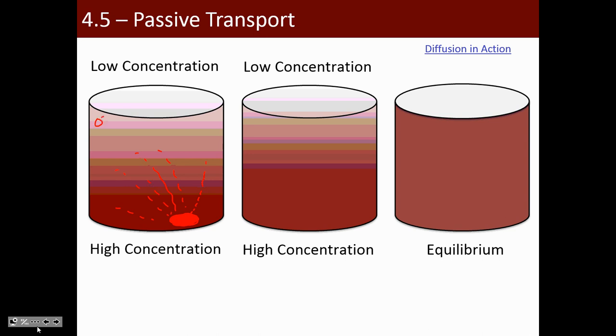where there's 0% concentration, where the water is 100% clear. It's going to move from that highest concentration towards that lowest concentration, and it's going to keep moving over time until we reach equilibrium, where the two are completely evenly distributed.